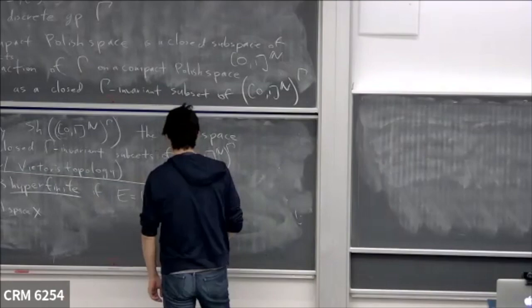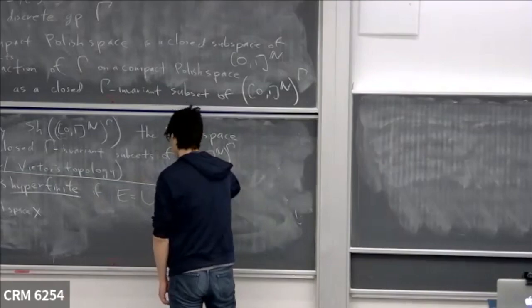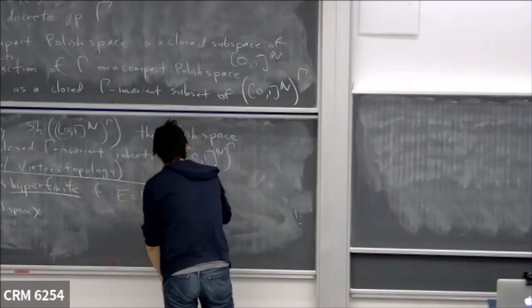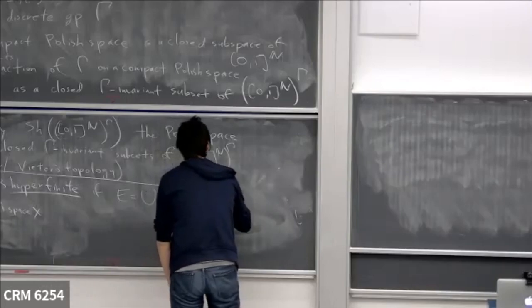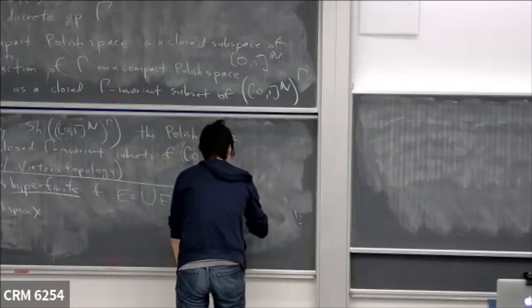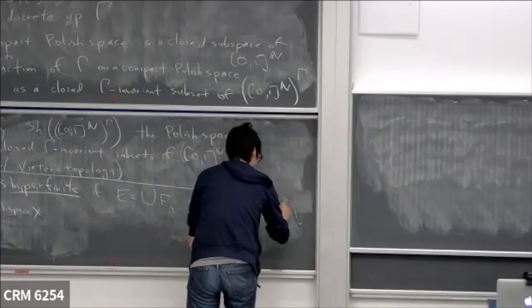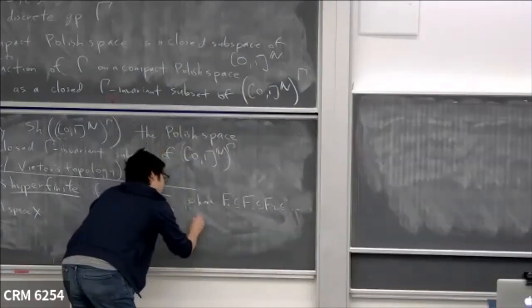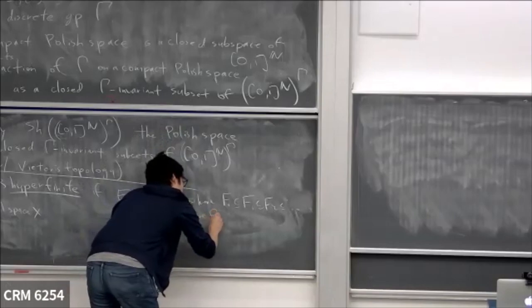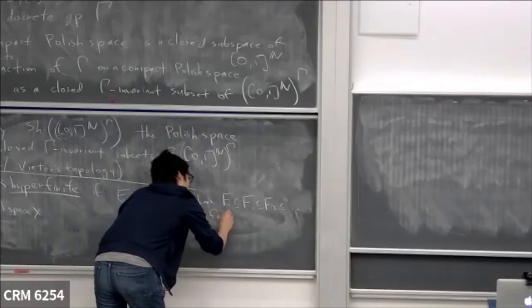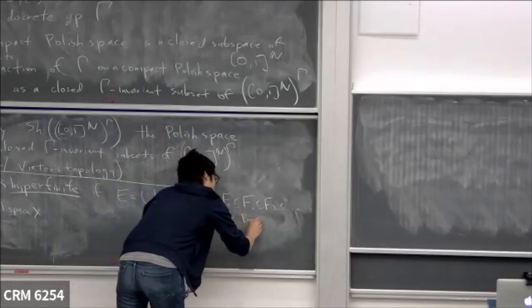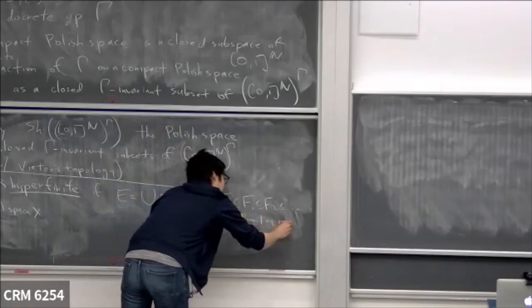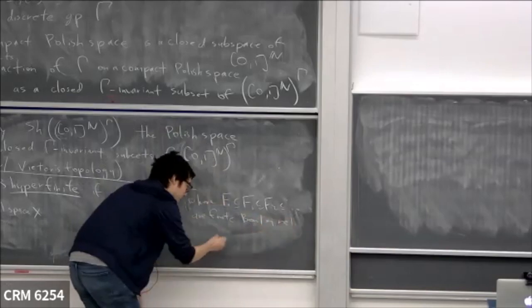So if there's a sequence of equivalence relations where F0 is contained in F1 is contained in F2, and so on and so forth, and these are finite Borel equivalence relations. Finite meaning not the set is finite, but every class is finite.